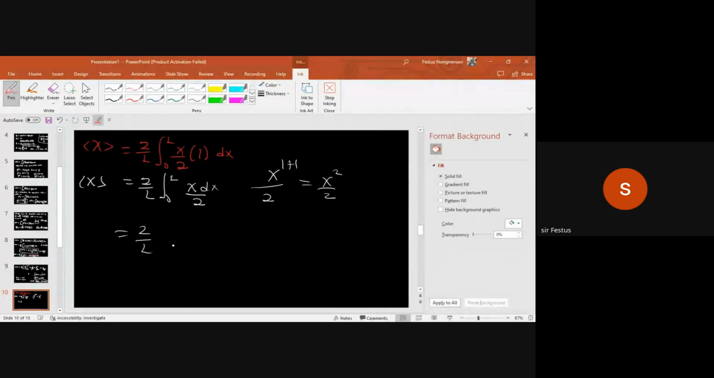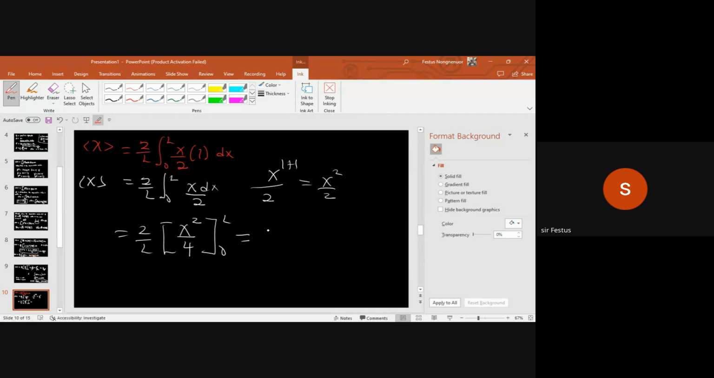Then you now have x squared. This is already 2. So 2 times that 2 will be what? 4. Then you have 0 to L. Then you substitute your upper limit and lower limit. Again, because the lower limit is 0, you don't worry. Always the substitution of the upper limit minus the lower limit. But the lower limit is 0, so that part also goes to 0. So you just substitute only the upper limit part.